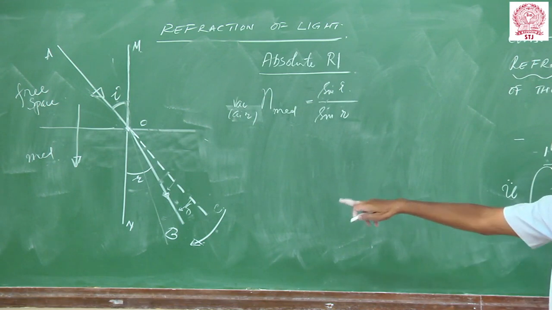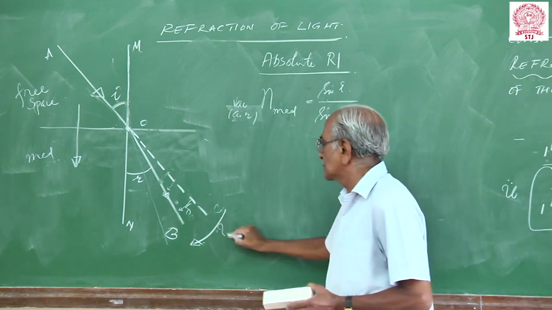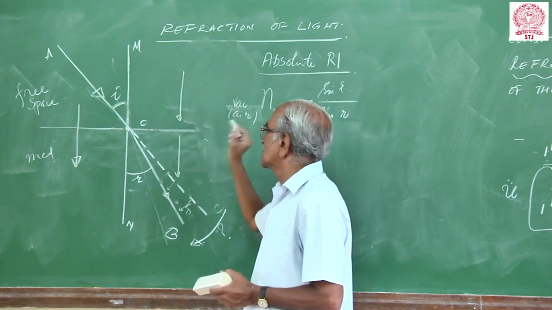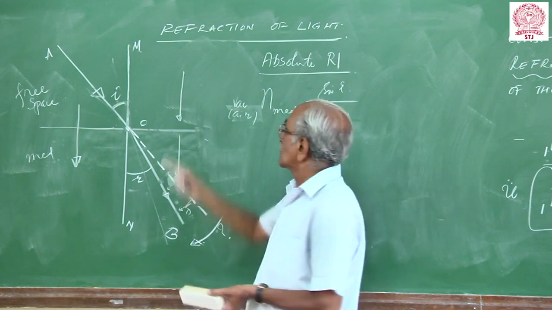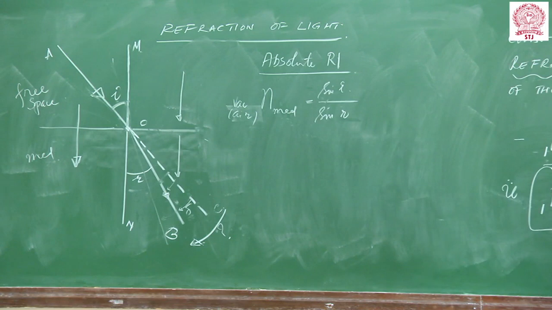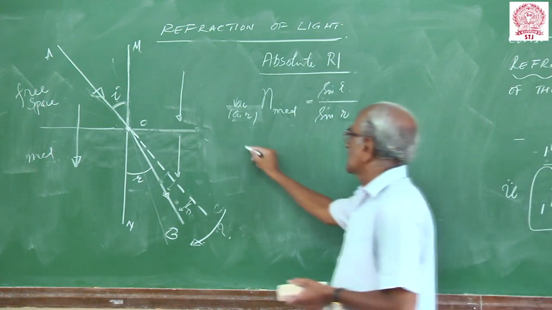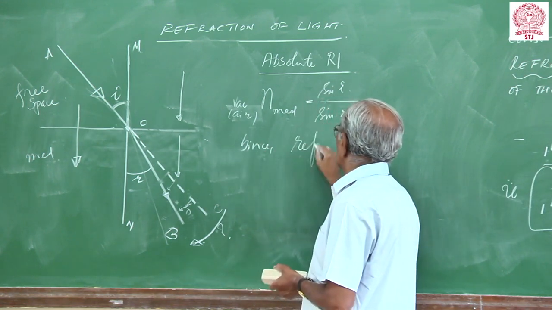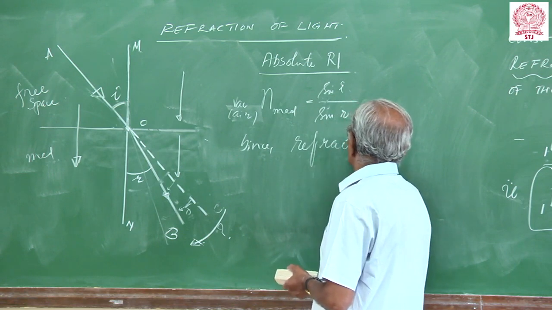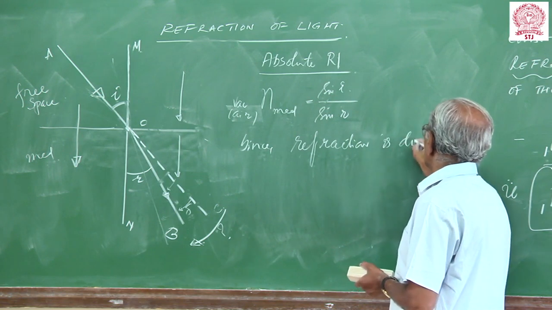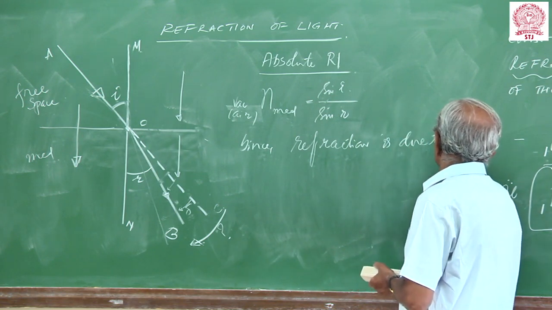Next. I mentioned the cause of why this happens. Because velocities here are different. Now we can also define refractive index in terms of velocities, since refraction is caused by, is due to the difference in velocities.